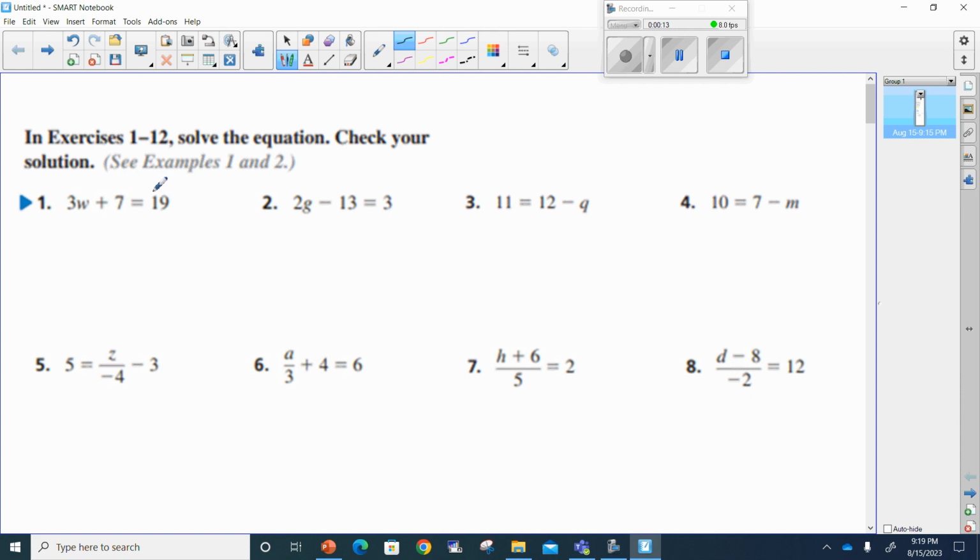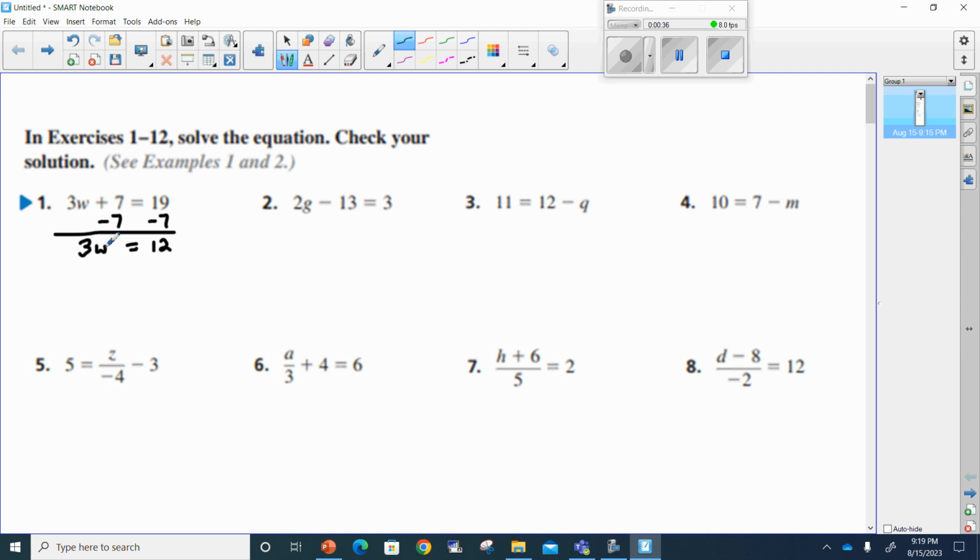So the first thing I'll do is combine my like terms. I have to get the 7 to the opposite side of the equal sign. So I will combine it with the opposite of positive 7, that's negative 7. And whatever I do to one side of the equal sign, I have to do the other. 19 minus 7 is going to give me 12. Now I have 3W equals 12.